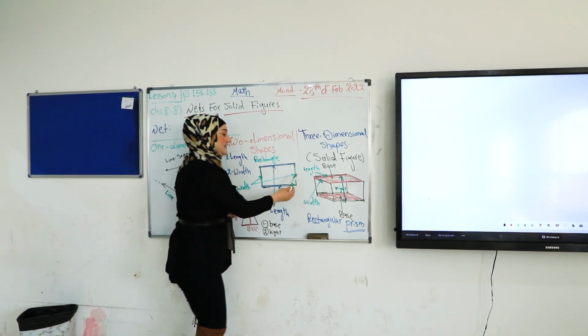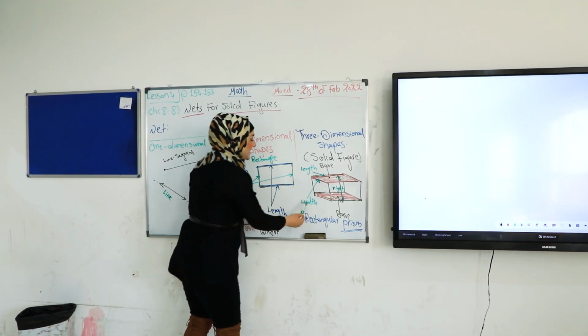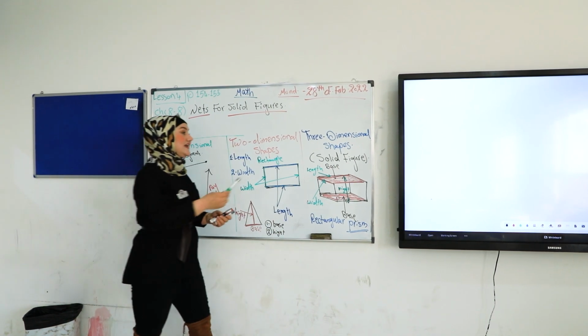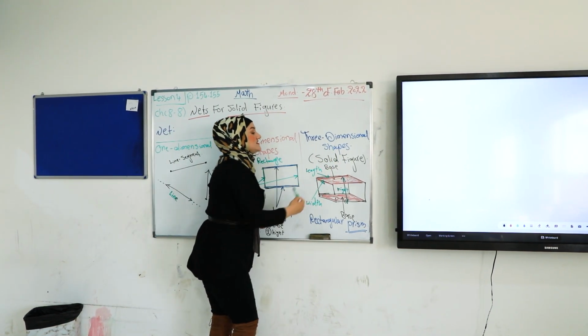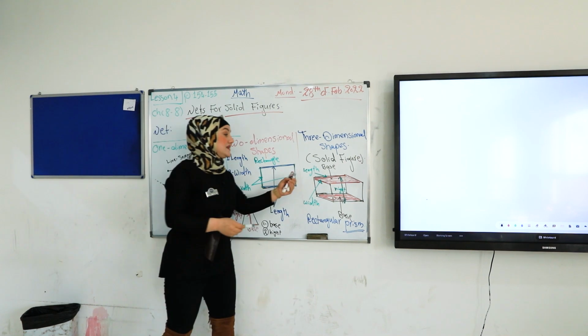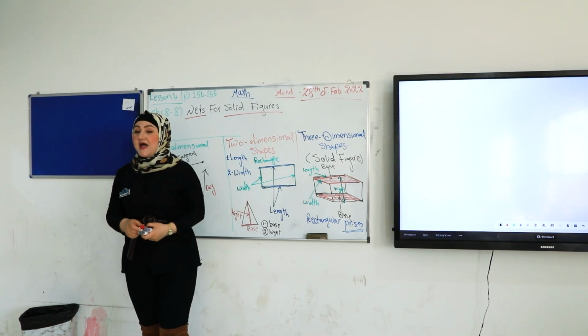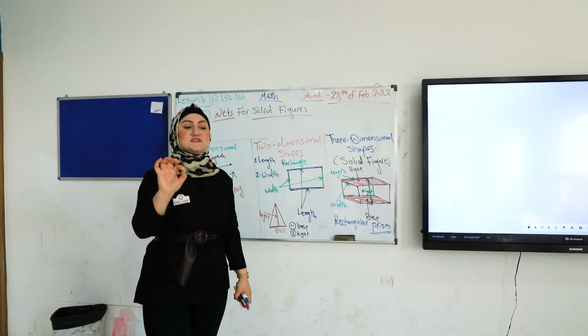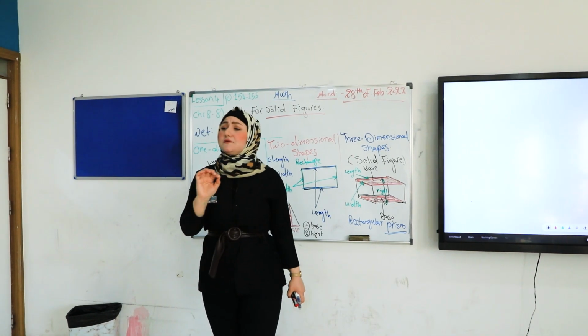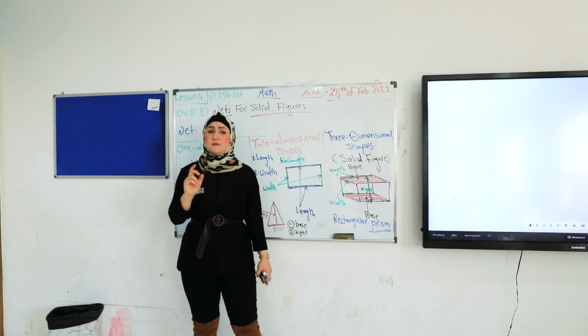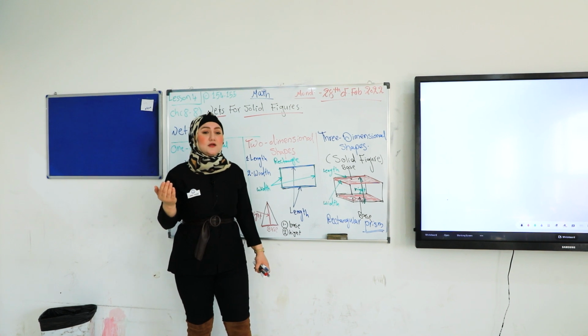Because of having length, height, and width, that's why we call them three-dimensional shapes, which are solid figures. The name of this solid figure is a rectangular prism. Why would I not say it's a pyramid? It's a prism. It's not a pyramid.